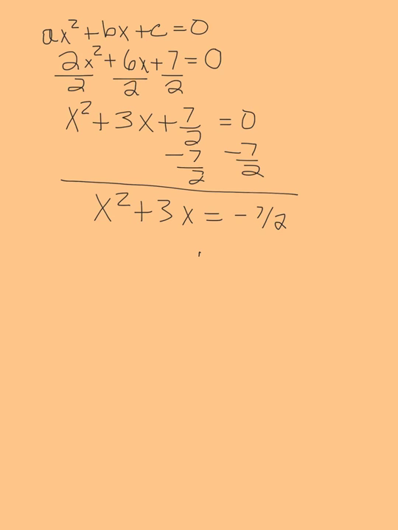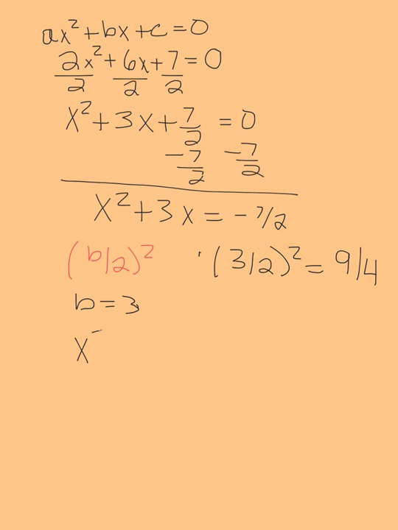Since we are completing the square, we're going to use the expression b divided by 2 squared, and we're going to add that to each side of the equation. So b is equal to 3, so we'll make a note of that: b equals 3. So 3 divided by 2 squared is equal to 9/4. So we're going to add 9/4 to each side of the equation.